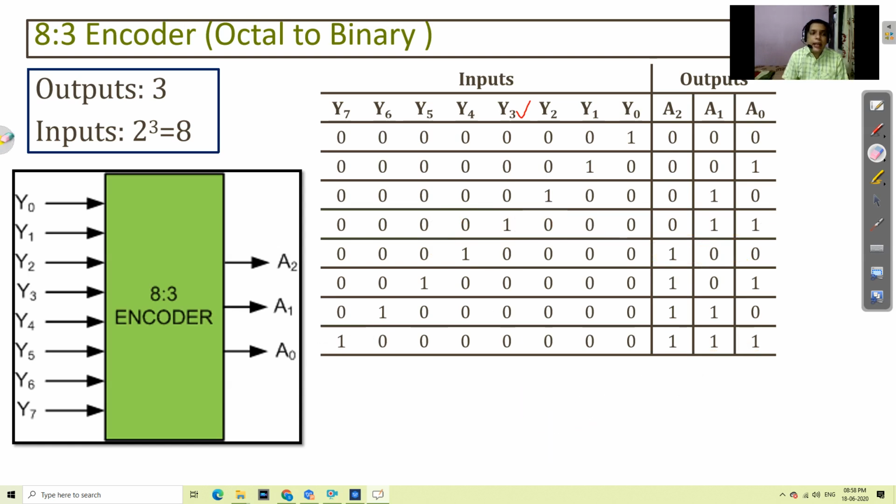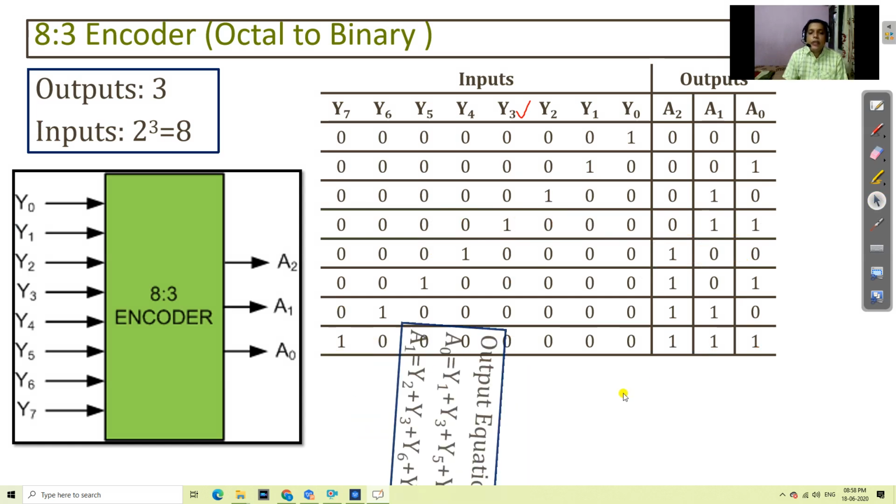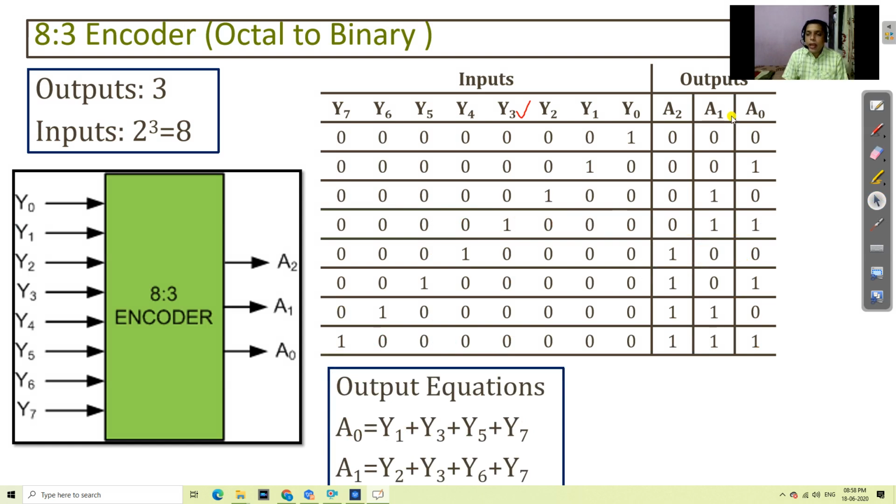So how can we design the circuit for this, or what will be the equation for this? Let us write down the equations. First the a0 equation. I will tick mark here, then it will be easy. a0 is present here, here, here, here. That is, it is present when y1 is high, y3 is high, y5 is high, and y7 is high. Hence a0 is equal to y1 plus y3 plus y5 plus y7.